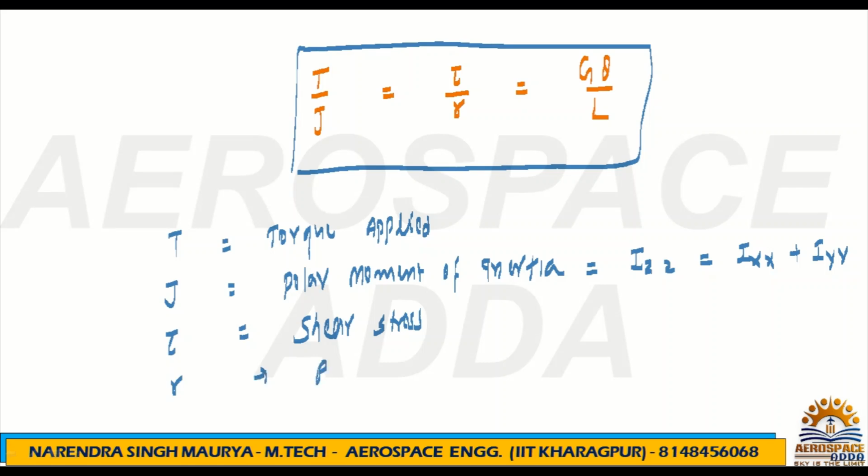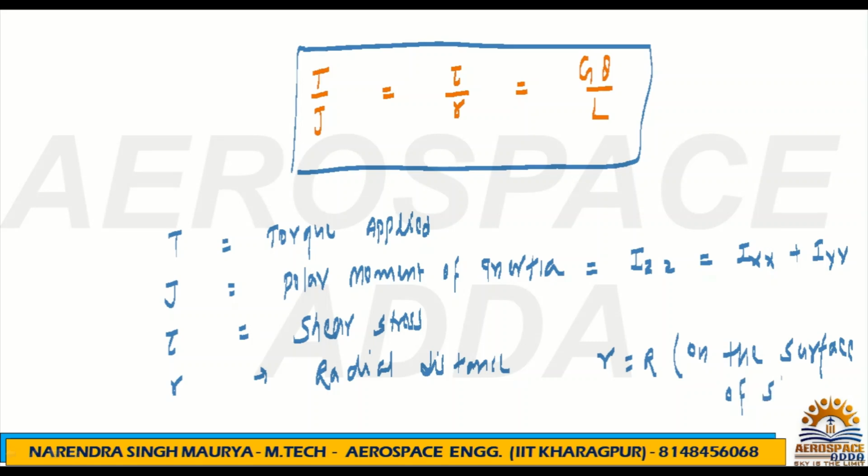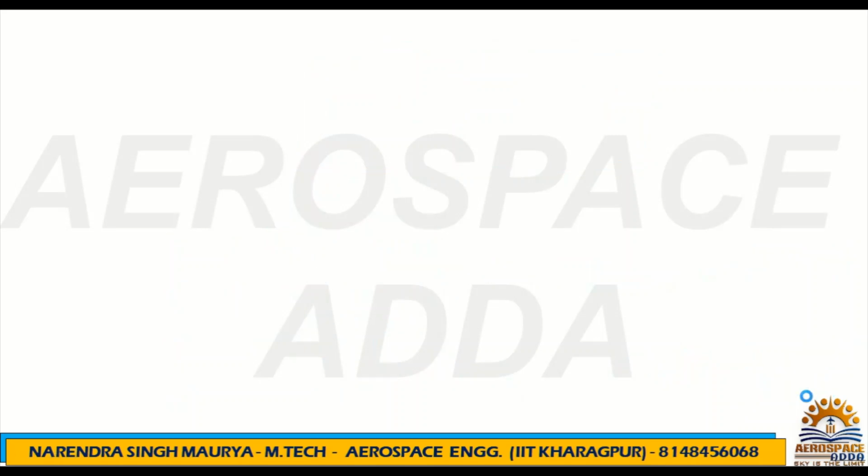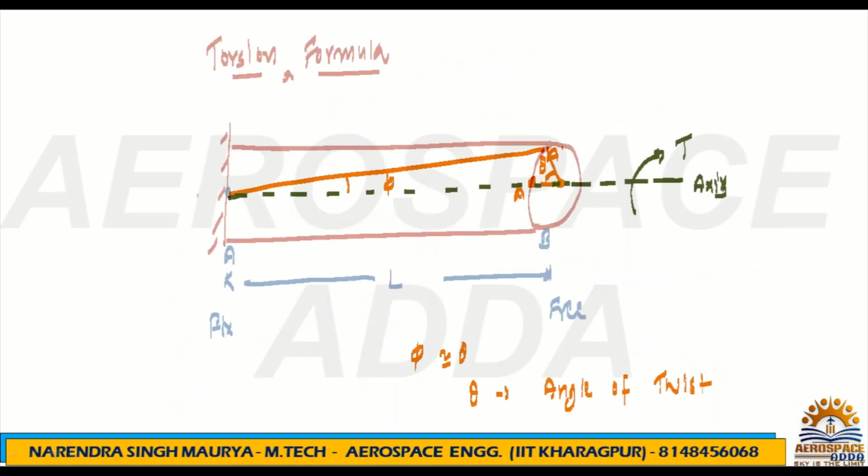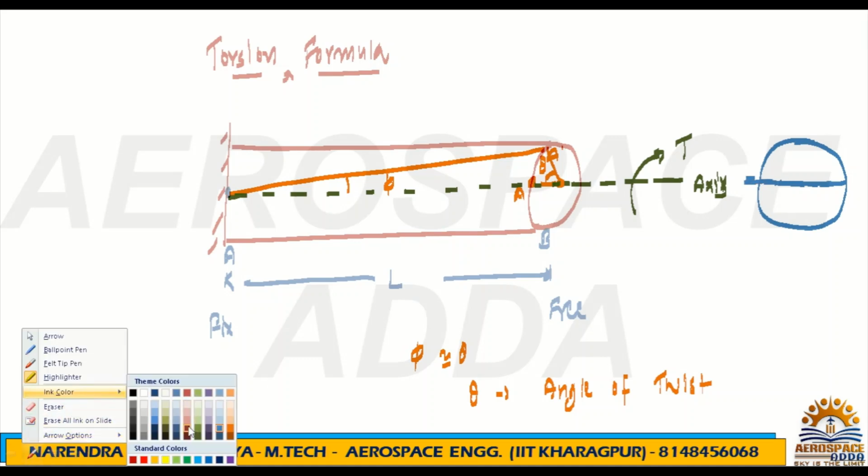R is nothing but radial distance. Small r is equal to capital R on the surface of the shaft. You can understand this, it's very simple. If I draw the side view of this, this is the axis, and you will have a cross section something like this. So if you see, what is the small r? Small r is nothing but radial distance.